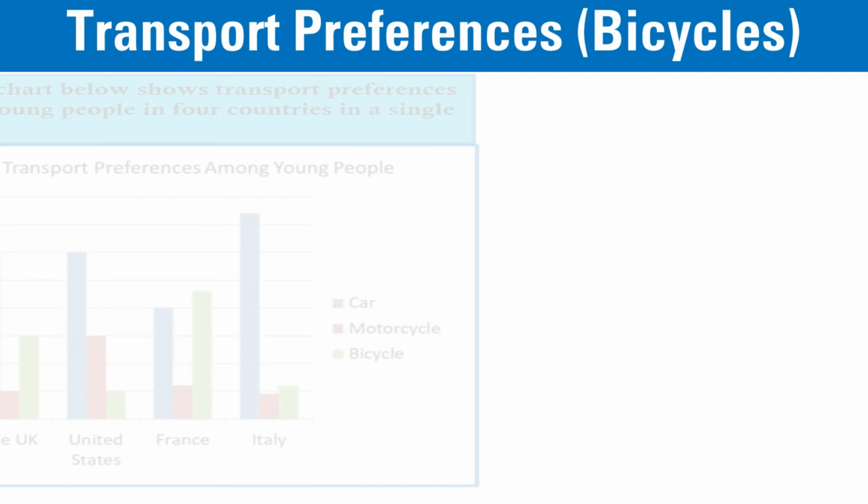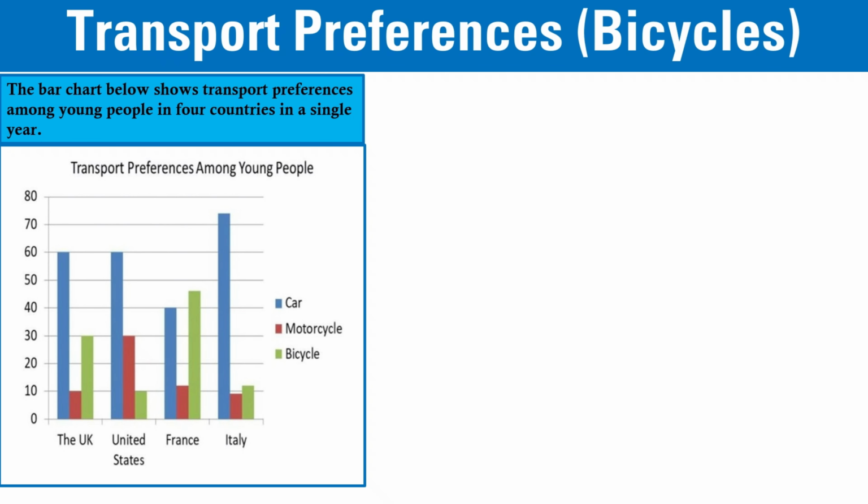In the previous slide, we looked at car usage, which had a very clear pattern, Italy at the top and France at the bottom. Now let's see how the description changes when we move to bicycles. Because here the highest and lowest are in completely different countries.